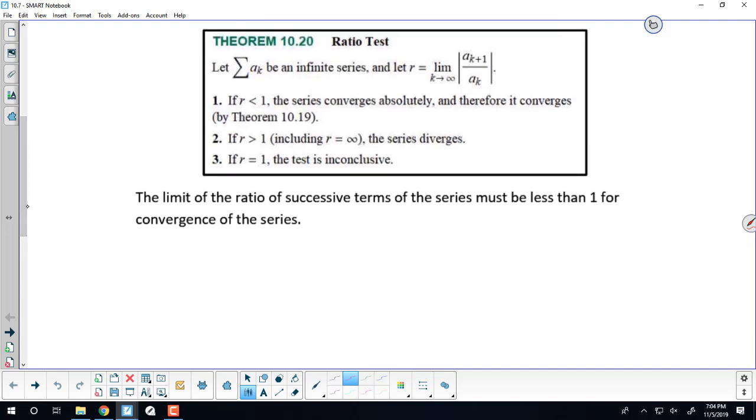So the ratio test is, we're given an infinite series, and the ratio is actually the limit as k approaches infinity of the absolute value of the k plus 1 term over the kth term. So the next term divided by the previous term. That limit at infinity is computed, and you've got three conditions. If the ratio of successive terms is less than 1, the series converges. If the ratio is greater than 1, including infinity, then your series diverges, and the test is inconclusive if the ratio is 1.